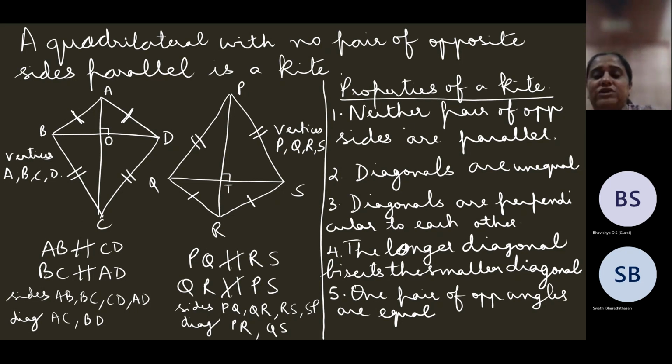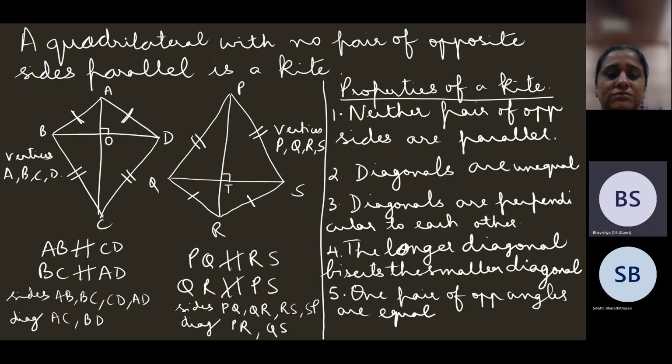Okay, so by the definition, in a kite, neither pair of opposite sides is parallel. Diagonals are unequal. That means the diagonal AC is not equal to the diagonal BD. Bhavishya, in the second one? Ma'am, diagonal PR is not equal to QS. So in a kite, diagonals are unequal. They are not equal in length.